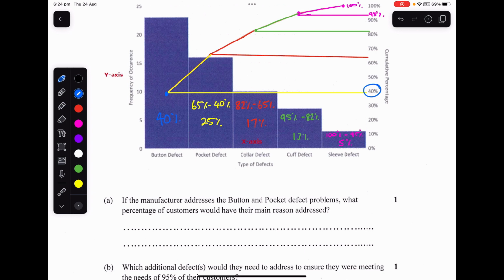So it says, if the manufacturer addresses the button and pocket defect problems, what percentage of customers would have their main reason addressed? Well, if we're looking at button defect and pocket defect, that means we want the 40% and the 25%. So I would go like this. 40 plus 25 will give me 65%.